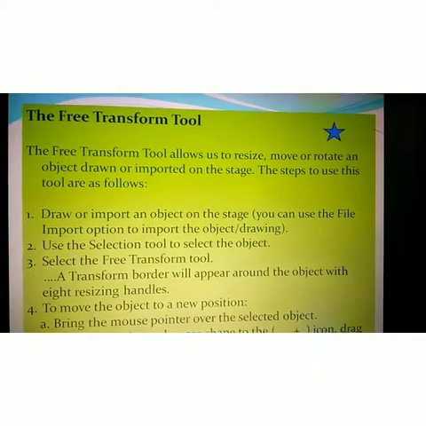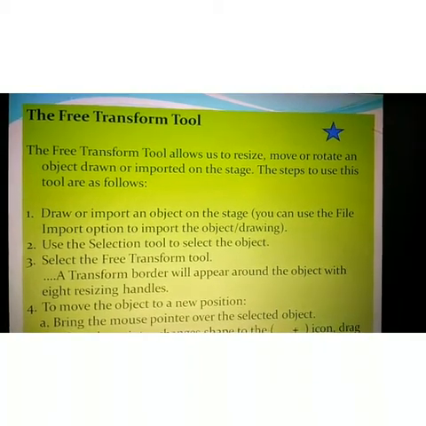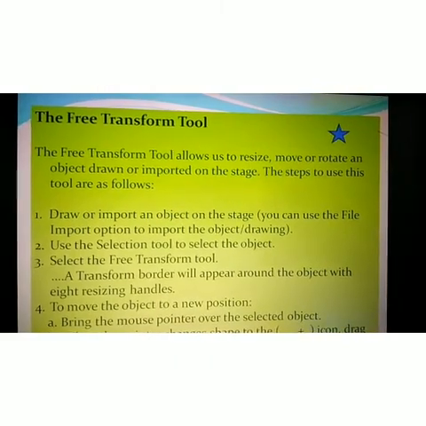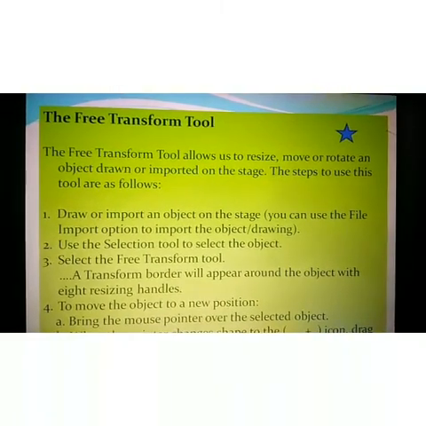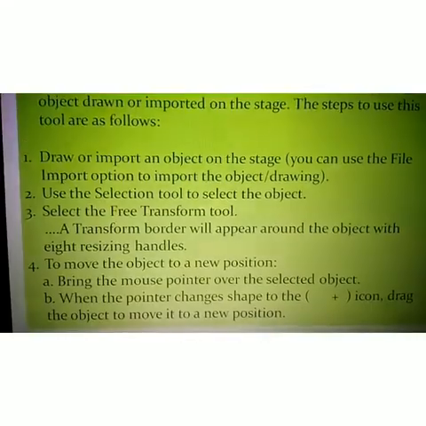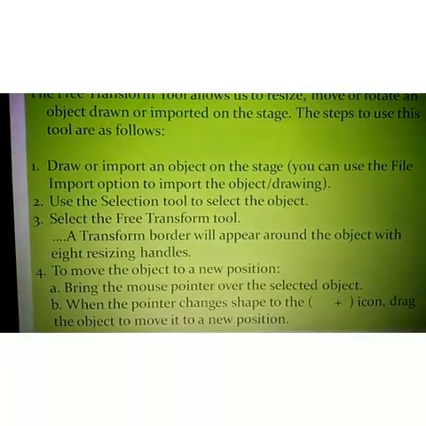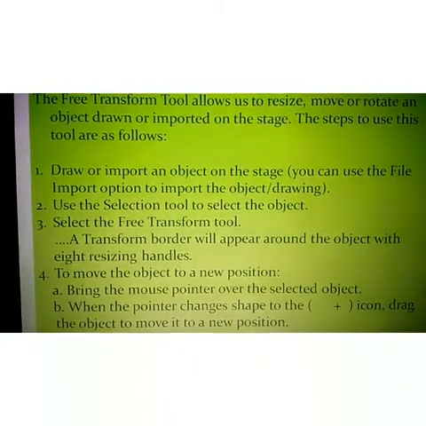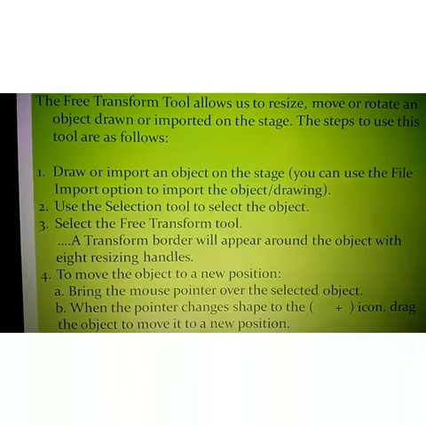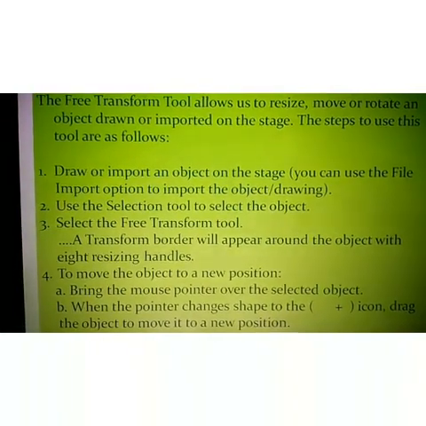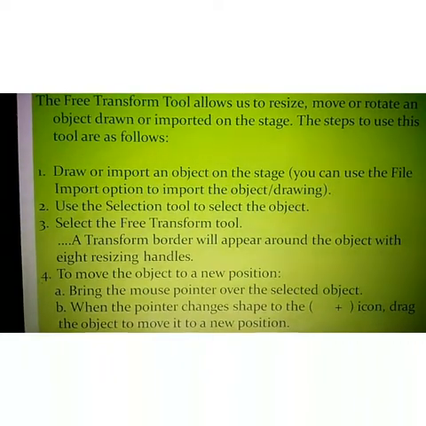Then next, use the selection tool to select the object. Third, select the free transform tool and a transform border will appear around the object with 8 resizing handles. Then student, to move the object to a new position, bring the mouse pointer over the selected object. Then when the pointer changes shape to the plus icon, drag the object to move it to a new position.